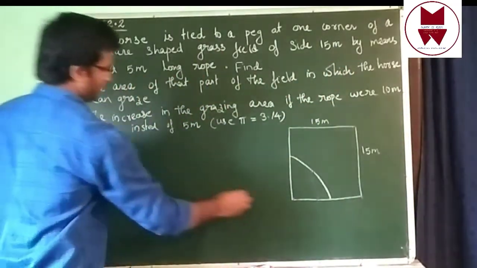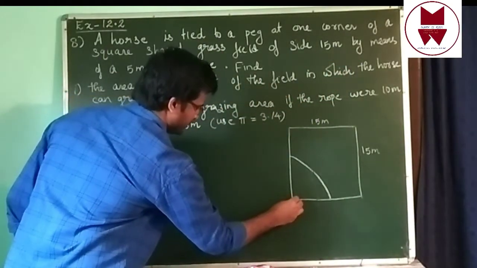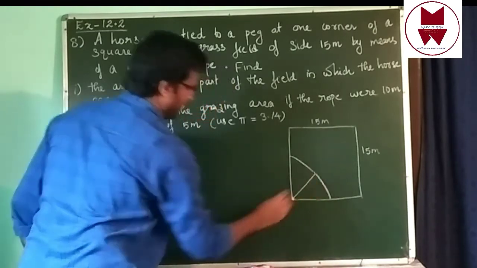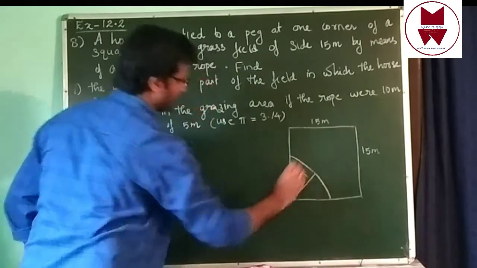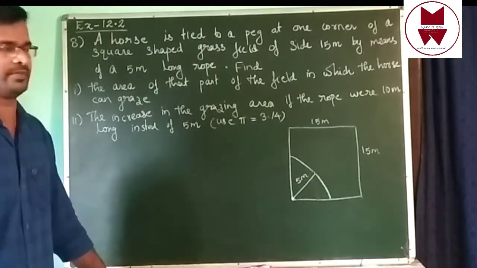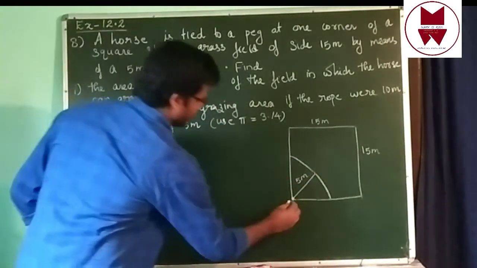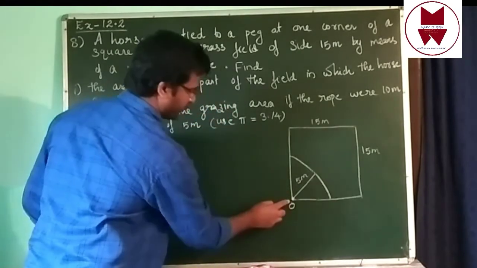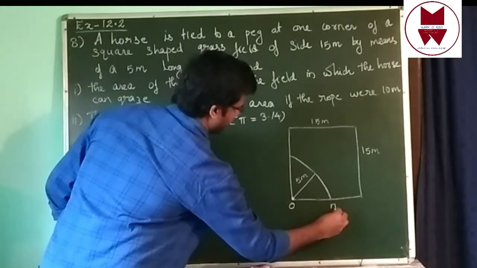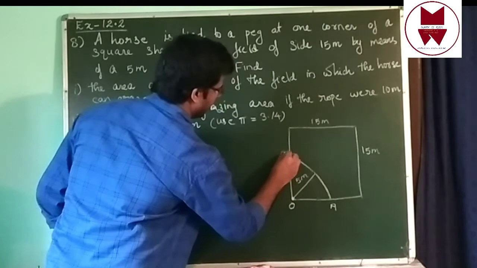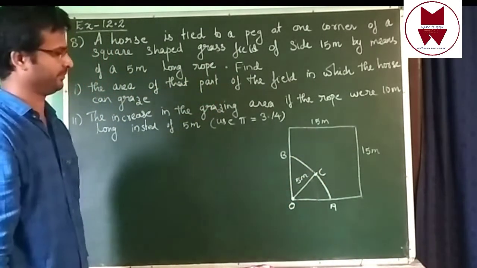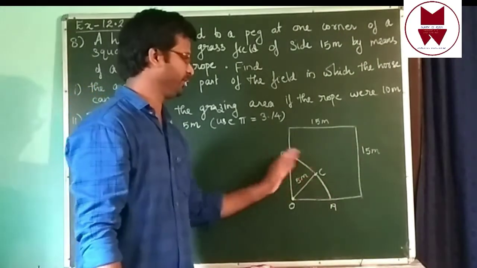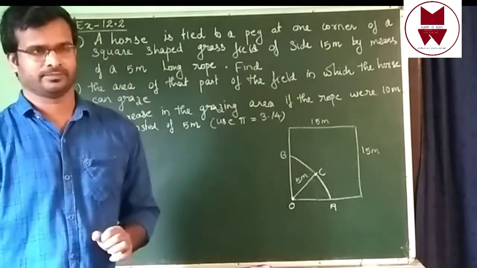In this corner, one horse is tied. The length of the rope is 5 meter. That is already given. We can give some names. This corner is O. This is A. Then the next corner is B. Then the middle corner is C. O, A, B, C.